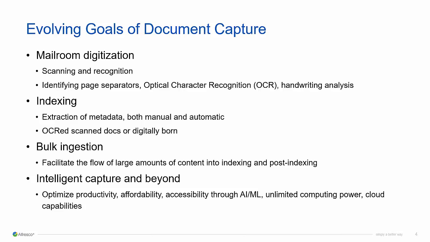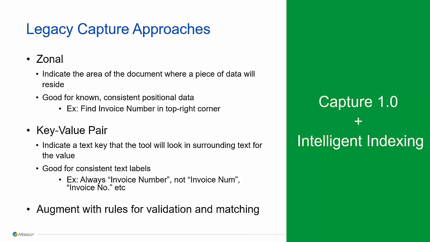The push here was really to make this process increasingly intelligent and increasingly automatic to maximize value from the explosion of digital content. This brings us to the goals of today, intelligent capture and beyond. We're looking to leverage artificial intelligence and machine learning, unlimited computing power, and cloud capabilities in order to optimize productivity, affordability, and accessibility. Taking a closer look at legacy capture tools, there are two main strategies for creating indexing templates, zonal and key value pair.